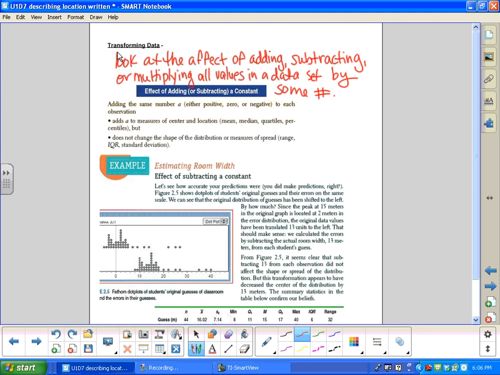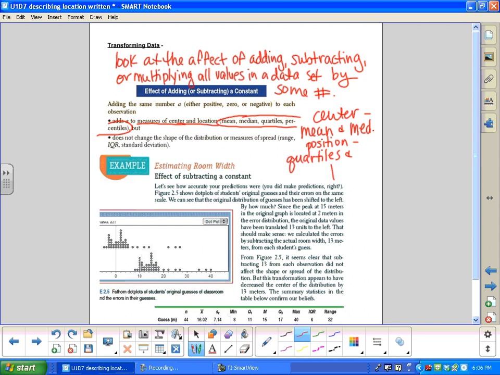how it changes what we call measures of center. And measures of center and location are mean, median, quartiles, and percentiles. I really don't want to write that twice, so I would underline that. You are going to need to know what a measure of center and location is. Center, I'll write it down for the left just so I know that you know, is mean and median. And then position is quartiles and percentiles.